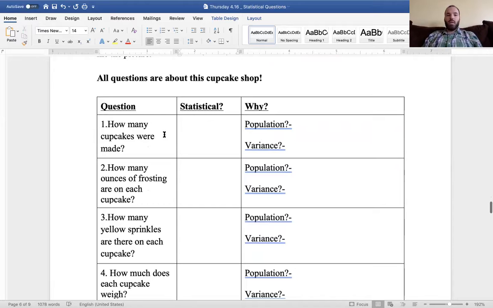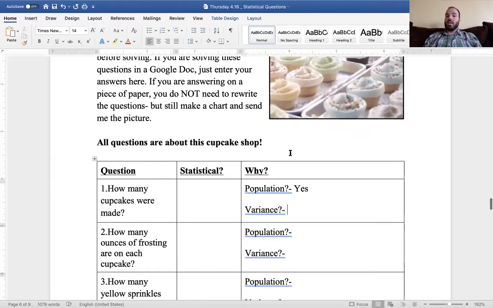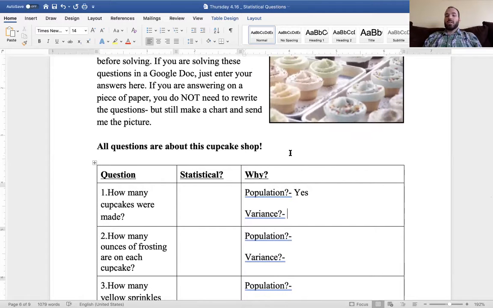Okay, number 1, how many cupcakes were made? Is this about a population? Yes, it's talking about more than one cupcake. There's plenty of cupcakes in there. Is there variance? This is another one where you could say yes or no. You could say, yes, there is variance because on Monday, they make a different amount of cupcakes than they make on Tuesday. Or you could say no because there's only one answer to this. So whether you put yes or no here, I can accept either answer, depending on what your explanation was for variance.